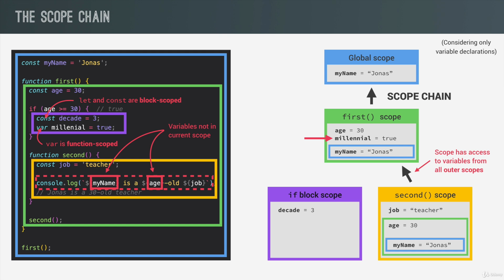Now, about the scope chain, if the millennial variable is in the first function scope, then of course the second function scope also has access to it, even if it doesn't really need that variable. Also, the scope chain does of course apply to block scopes as well, and therefore, in the if block scope, we get access to all the variables from all its outer scopes. So from the first function scope, and of course from the global scope.